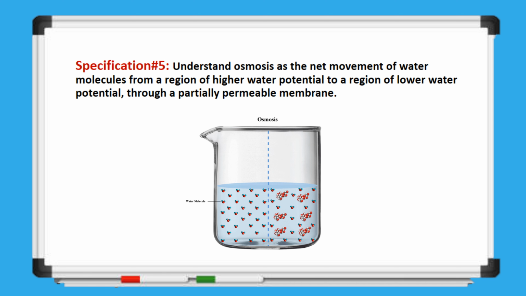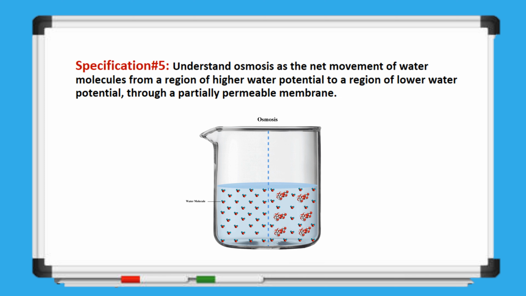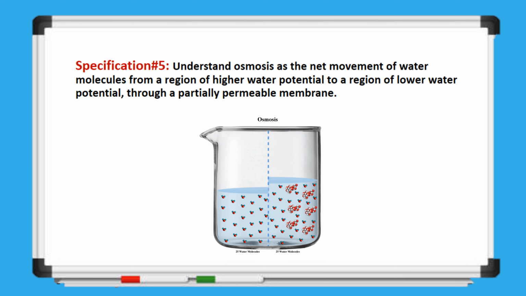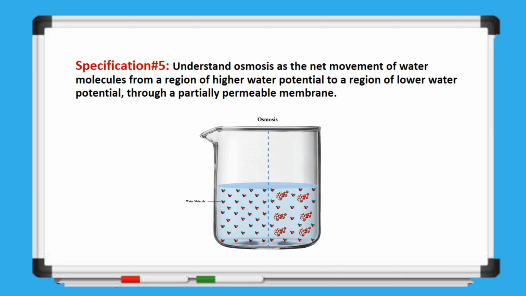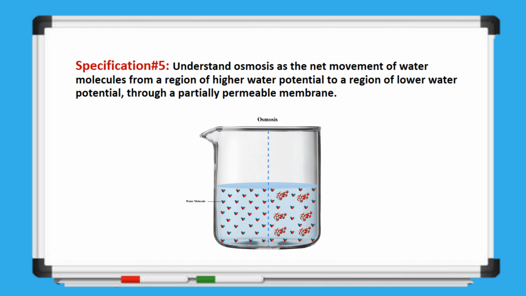Now, let's move on to our next topic, which is osmosis. Specification number 5 asks you to understand that osmosis is defined as the net movement of water molecules from a region of higher water potential to a region of lower water potential through a partially permeable membrane. Water diffusion, or osmosis, is unique because water can pass through most membranes, while many solutes, such as sugar, cannot. Water tends to move toward areas with lower water concentration and higher solute concentration.